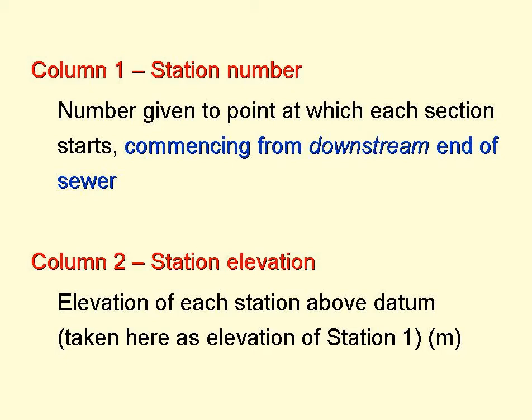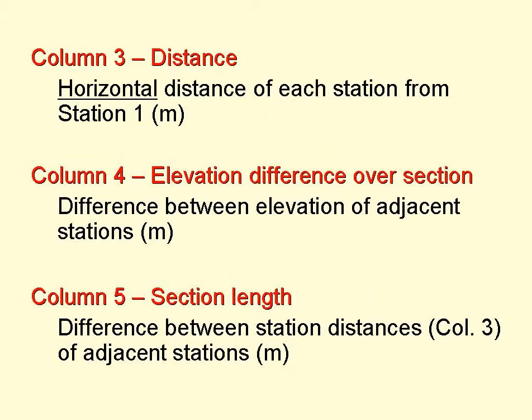Column 1 is the station number. It's the number given to the point at which each section starts, commencing from the downstream end of the sewer. Column 2 is the station elevation, the elevation of each station above the datum, taken here as the elevation of station 1, and it has units of meters. Column 3 is distance, the horizontal distance of each station from station 1, again in meters. Column 4 is the elevation difference over the section, so that's the difference between the elevation of adjacent stations. Column 5 is the section length, so that's the difference between adjacent station distances.